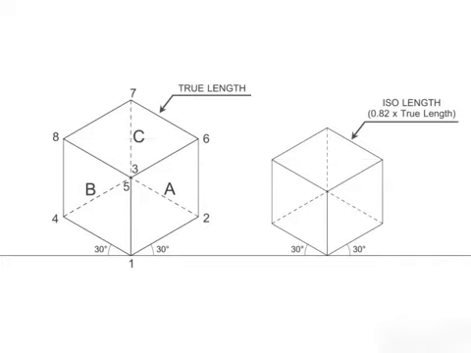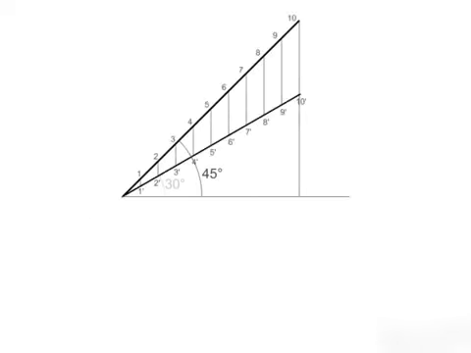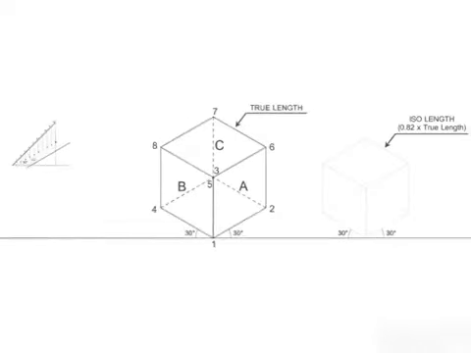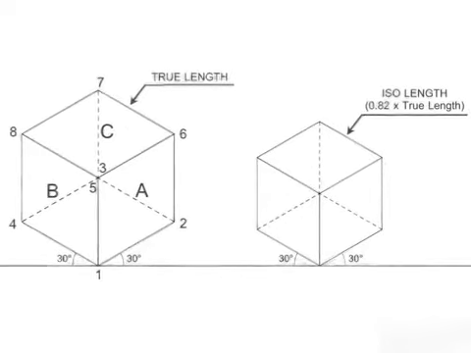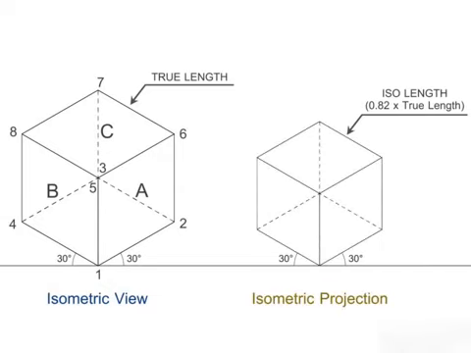In an isometric view, the isometric length of the edges is shorter by 0.82 times their true lengths. So, in practice, an isometric scale is created from which the required isometric lengths corresponding to the actual lengths can easily be picked up. Hence, the view drawn using true length is called the isometric view. On the other hand, the view drawn using isometric scale is known as isometric projection.